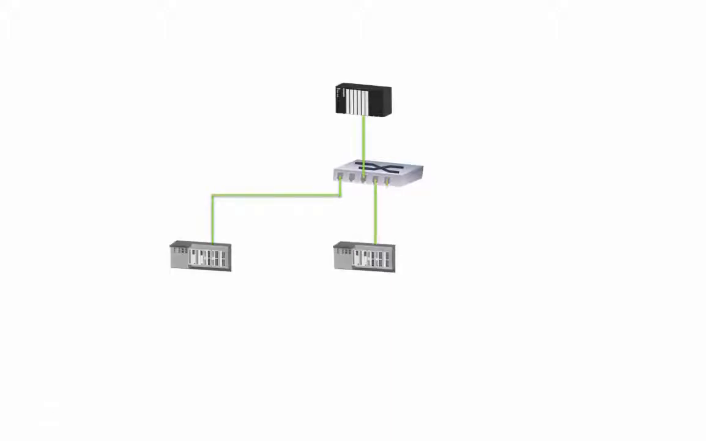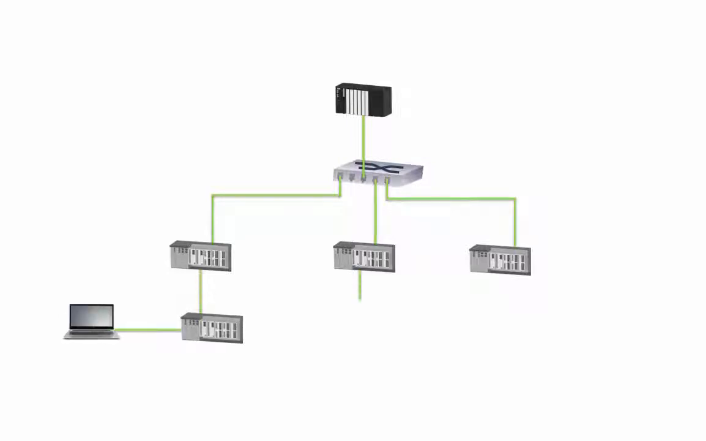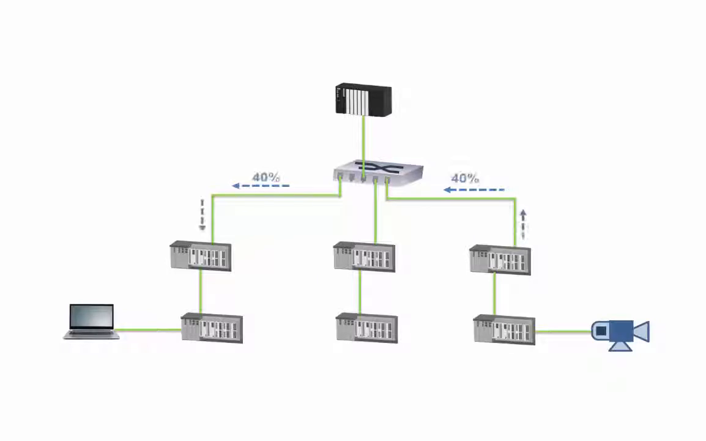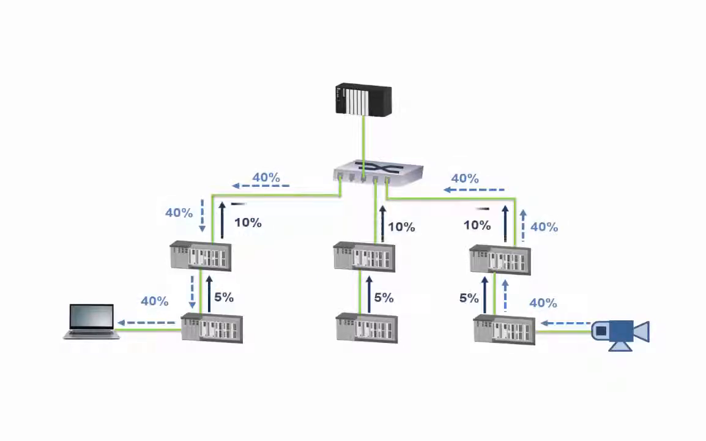PROFINET is an Ethernet-based communication protocol. Participants communicate in parallel and independent from each other. PROFINET uses a switched medium with 100 megabit full duplex. Identical information is therefore only available from point to point.